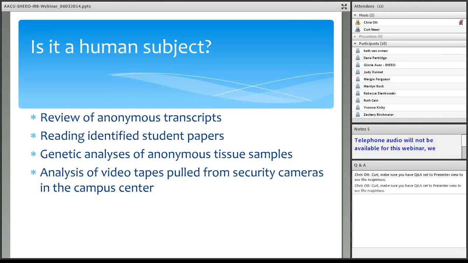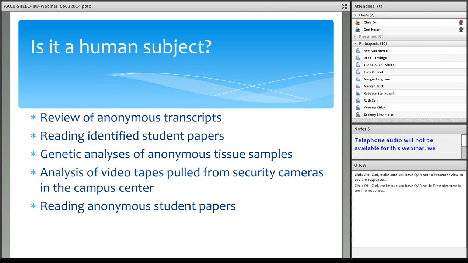So we're going to now turn to our second ethical principle. We talked about beneficence. We're going to talk here about respect for persons, because respect for persons is one of the foundations for informed consent. So this is from the Belmont report.